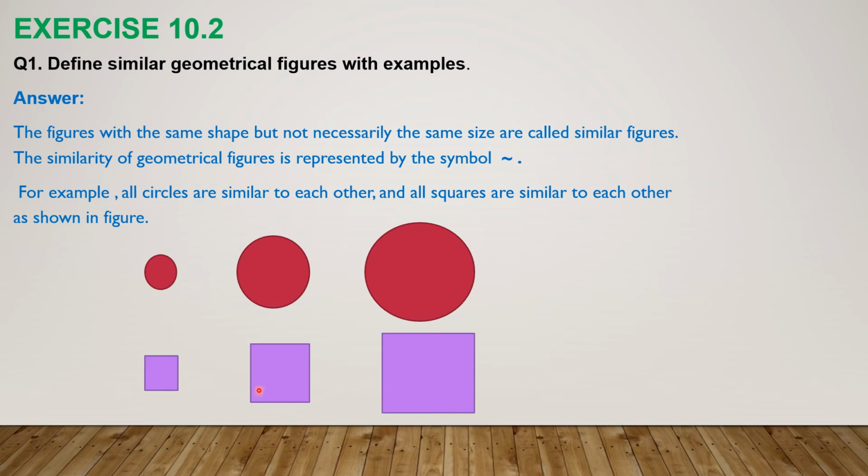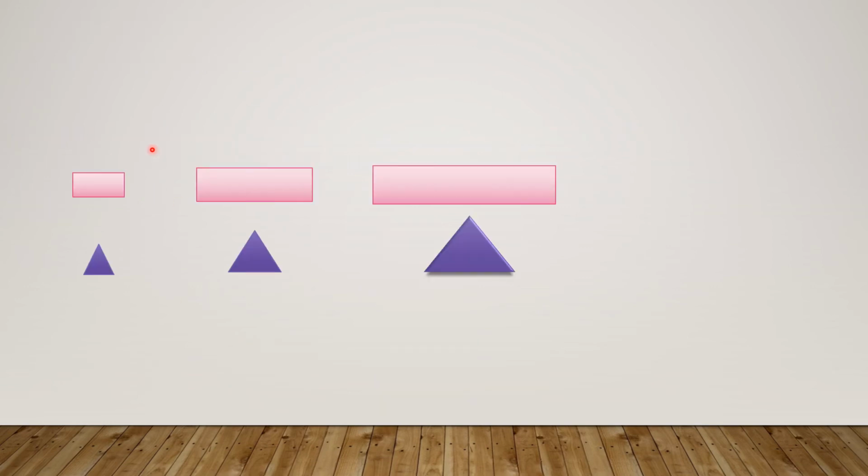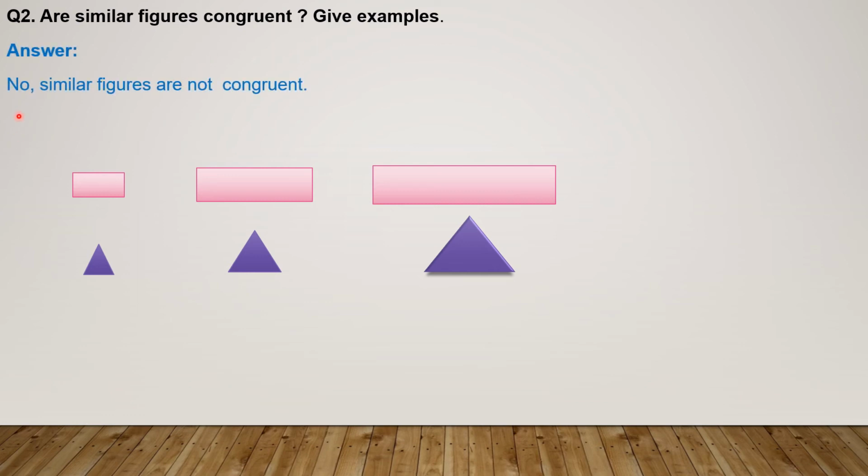Students, why are they similar? Because their shape is the same. Now tell me, why are they not congruent? Because their size is not the same. Their size is different. That's why they are not congruent. They are only similar. Question number 2 is, are similar figures congruent? Give examples. Answer: no, similar figures are not congruent.